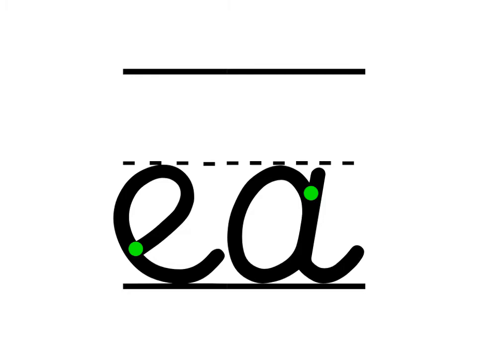Then let's begin. Let's form the e first. Up, around and down. I hope it's sitting on the line. And now the a. Around, up, down and flick. Did you remember to keep your pencil on the page that whole time when you were doing your a? Pause the video and practice writing this digraph. Then click play once you're ready.